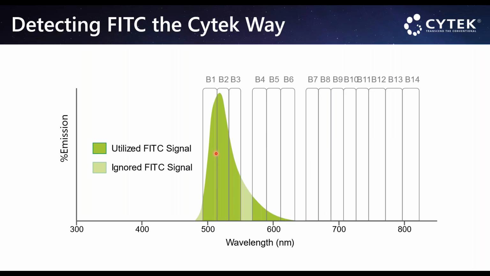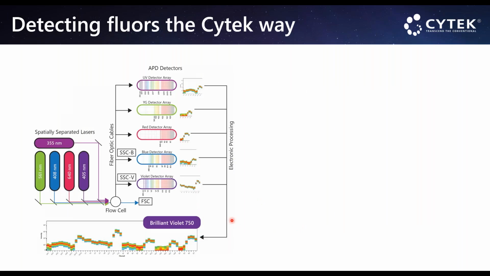On a Cytek instrument, we would actually measure all the emitted light from FITC. Starting from the excitation wavelength of that blue laser, we have an array of detectors here, from B1 all the way to B14, so 14 different detectors off of the blue laser that measure the entire spectrum of light, with some gaps here for the excitation wavelengths of, in this case, the yellow-green and the red laser. And so here you can see we're going to start using all of that light.